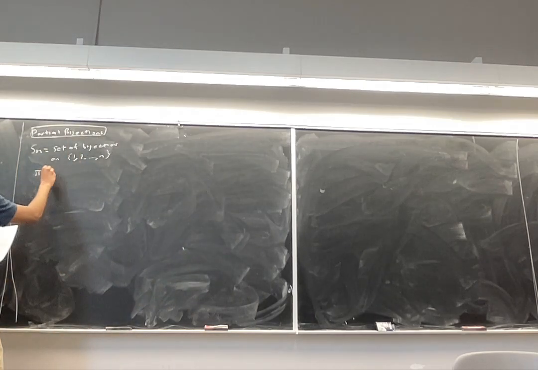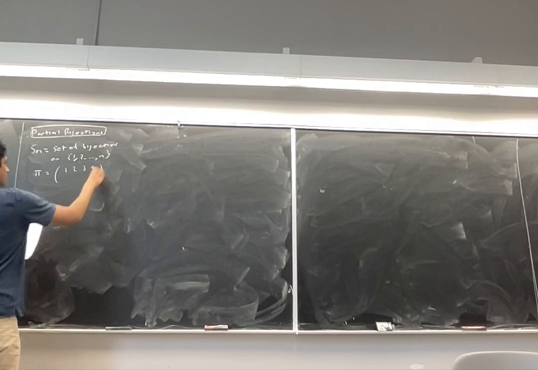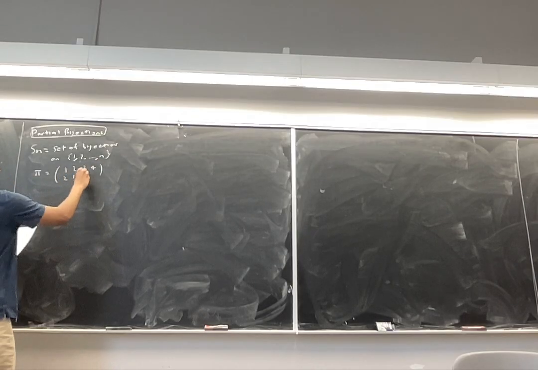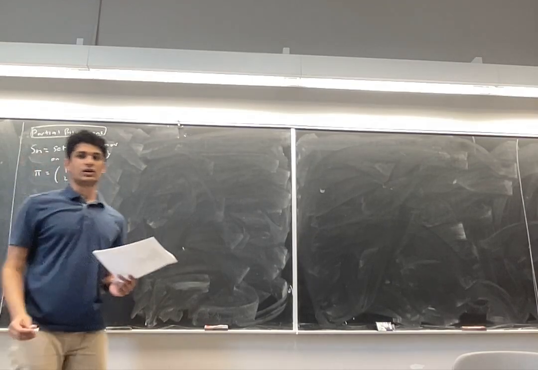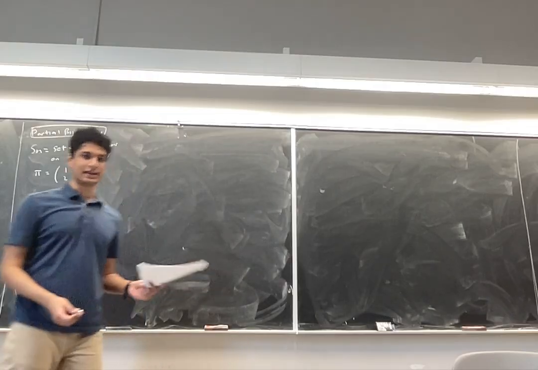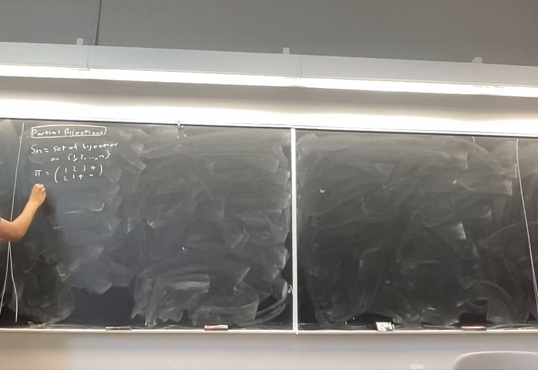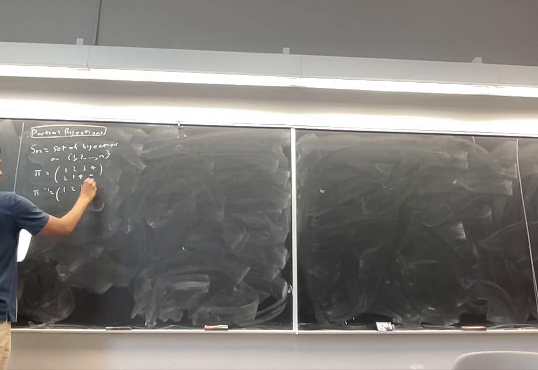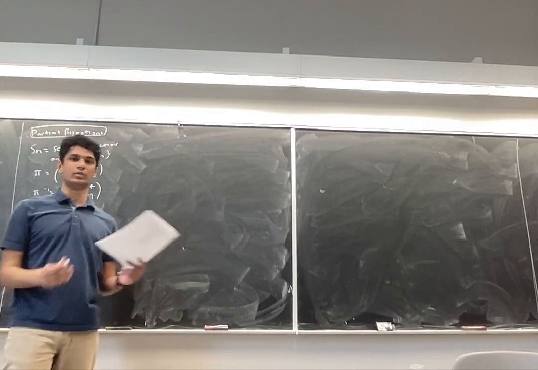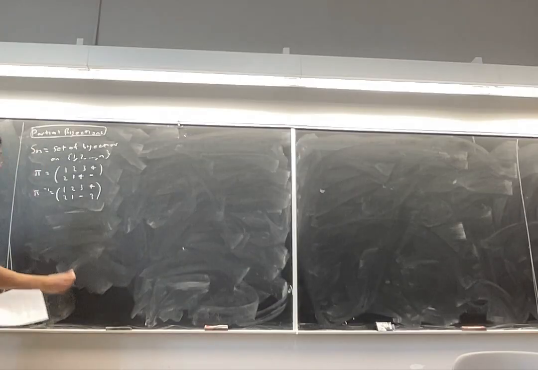So pi maps 1, 2, 3, 4 to 2, 1, 4, dash. These are things with set theoretic inverses. So here, pi inverse is going to map 1, 2, 3, 4 to 2, 1, dash, 3. And I can actually compose these things with their inverses. Let me see what I get.